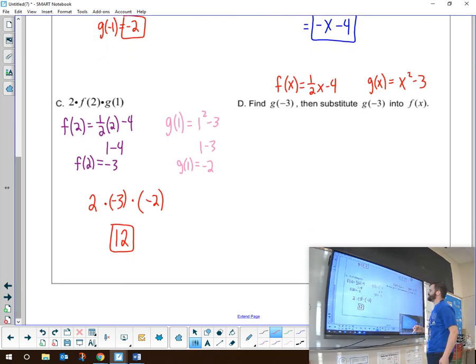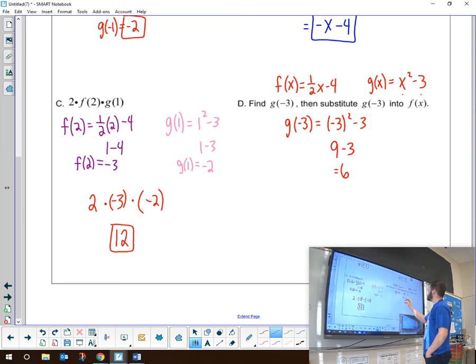All right, so let's see what it says here. It says find g of negative 3. That seems easy enough. Then substitute whatever we get for g of negative 3 into f of x. Okay, so let's find g of negative 3 first. So g of negative 3 equals, we're going to plug in negative 3 in over here, right? So I'm going to go negative 3 squared minus 3. Well, negative 3 squared is 9. 9 minus 3 is 6. Okay, so g of negative 3 equals 6.